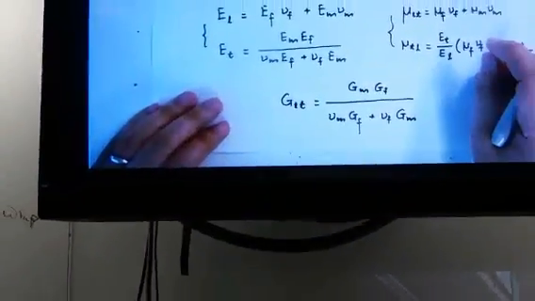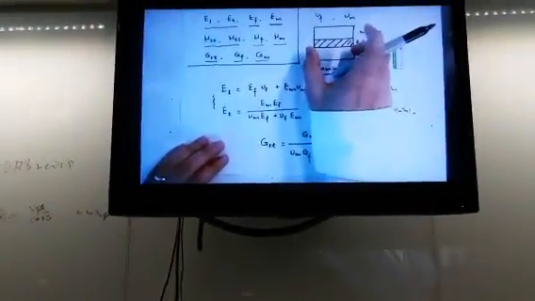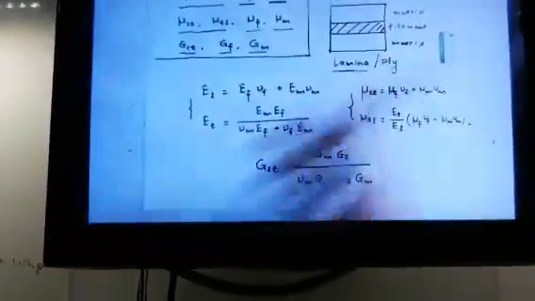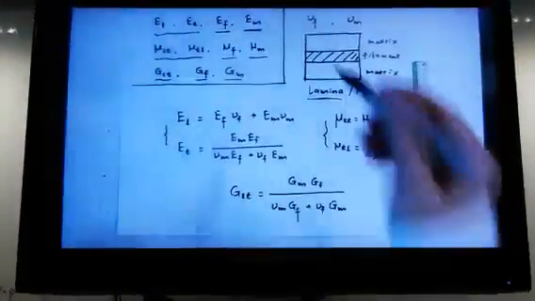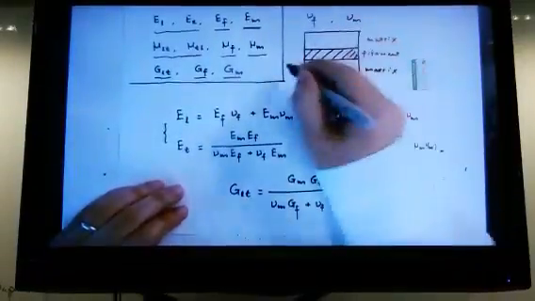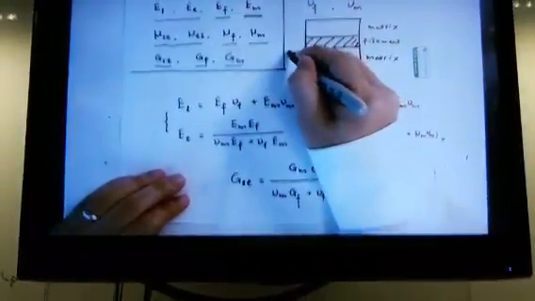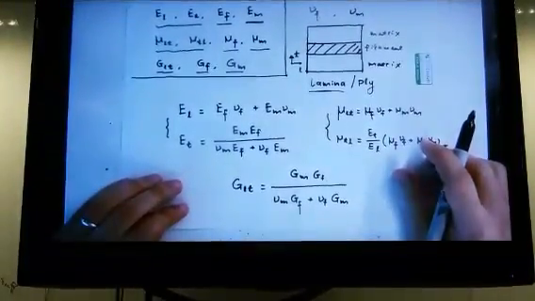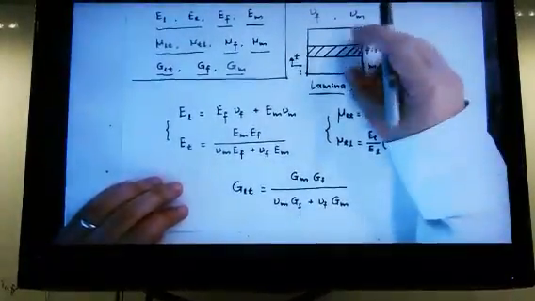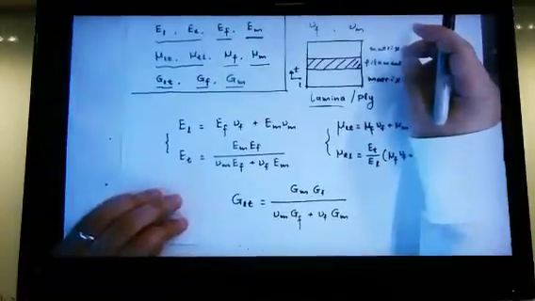Modulus of the composites. Longitudinal means modulus along this length direction. Okay. Transverse direction is this direction. So this is L, this is T. The transverse modulus is the elastic modulus of the composites along this transverse direction.